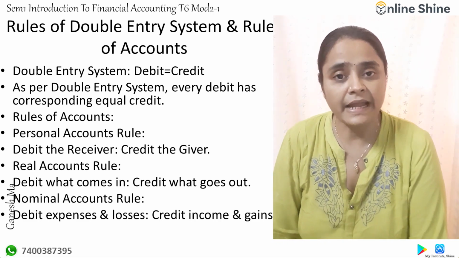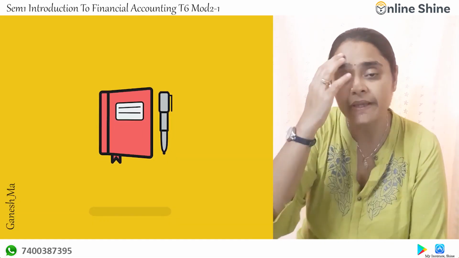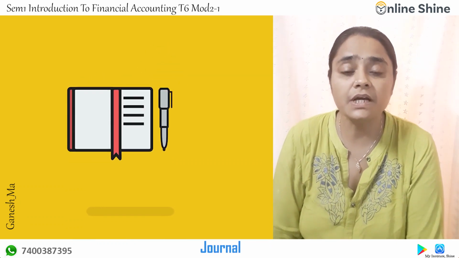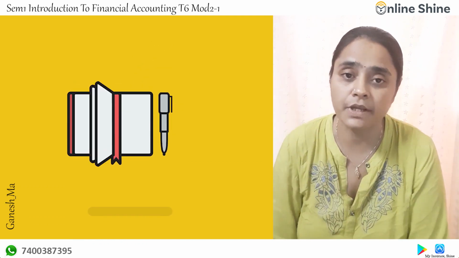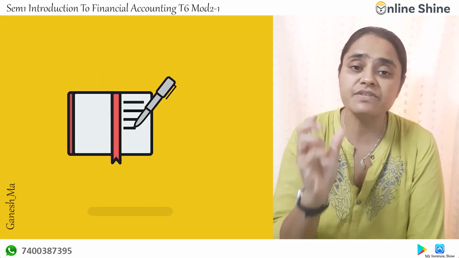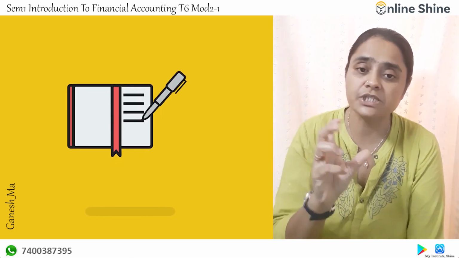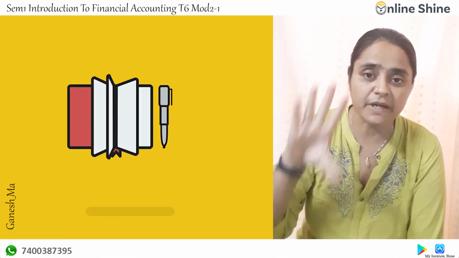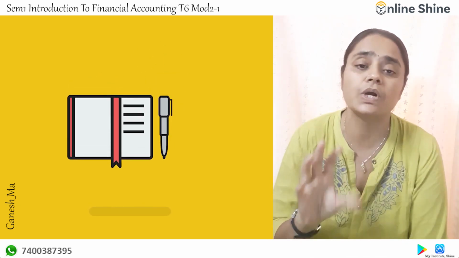So with this we will end the accounting cycle. The next topic is your journal. Now what do you mean by journal? Here we can say a journal is a book of prime entry, or a book of original entry. Basically the word journal comes from a French word, jour, which means a day. So recording your day-to-day transactions in a particular type of book of accounts is called a journal.